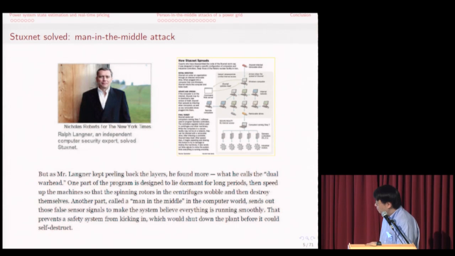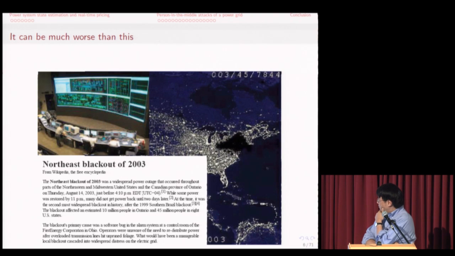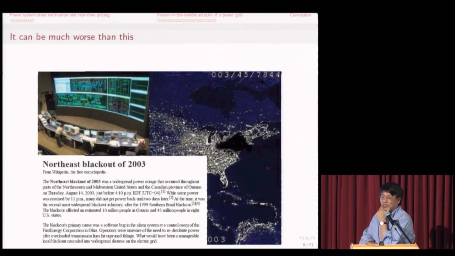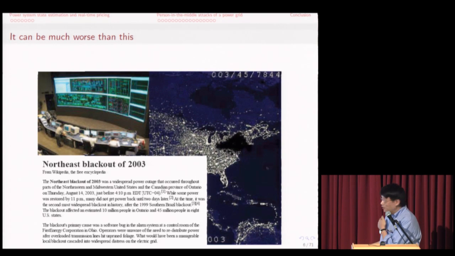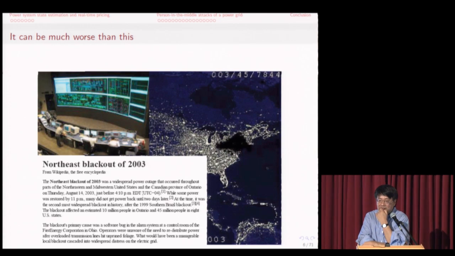Now I also want to mention this event. This is the Northeast blackout in 2003. As you can see, this is the part of the United States that disappeared at night. The cause of this had actually happened purely by accident. One of the power lines was overheating, and at the same time, very similar to the man-in-the-middle attack in the Iran nuclear power plant situation, there was a bug in the power system monitoring system. Apparently, it seemed to the operator that nothing wrong was happening. Therefore, because one line was down, it caused cascade failures. Now, this is purely by accident.